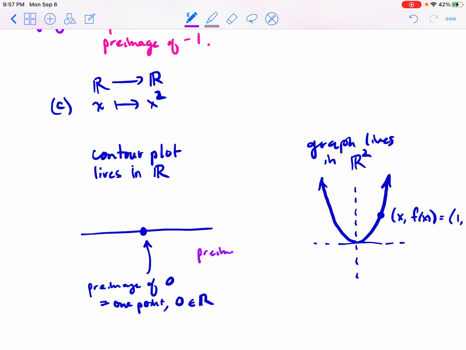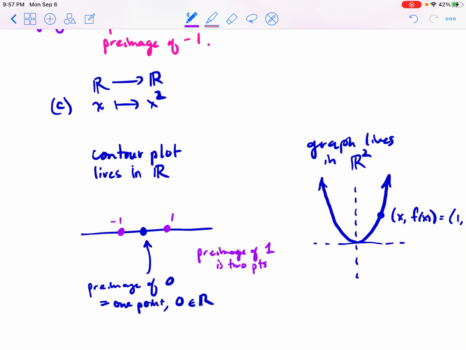And now let's say what's the preimage of, how about 1? What numbers square to 1? What are all the inputs that give an output of 1? 1 and minus 1. So there's 2 points. Those 2 points. Preimage of 1 is 2 points. Okay, and I drew them.